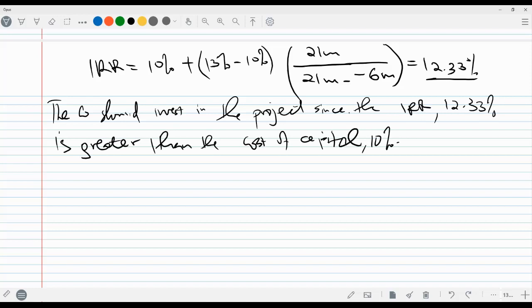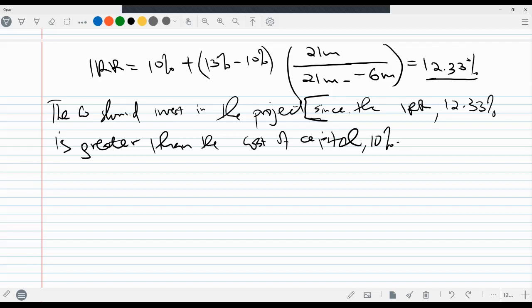Of course, if the IRR was, let's say, 8% and the cost of capital was 10%, then of course you reject. But not just reject: I told you that you need to answer why you reject or accept. You must include that in your analysis.